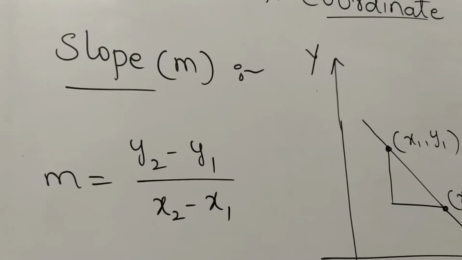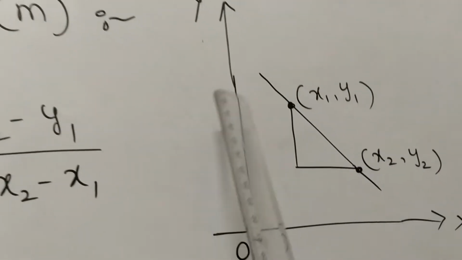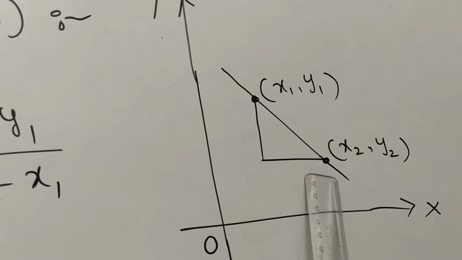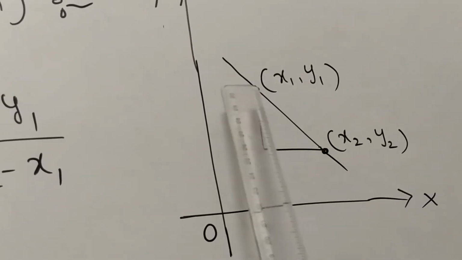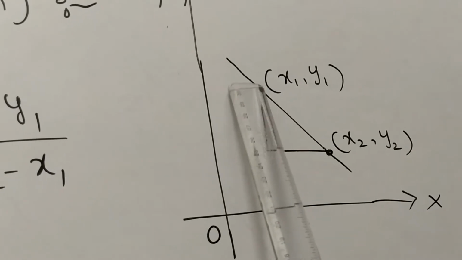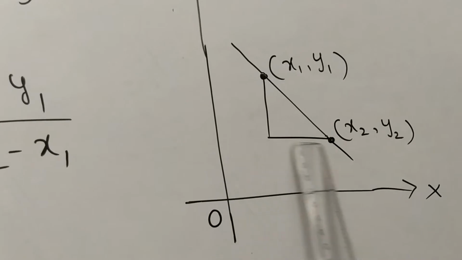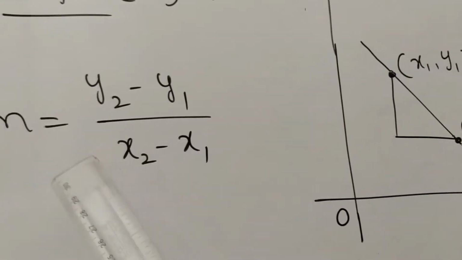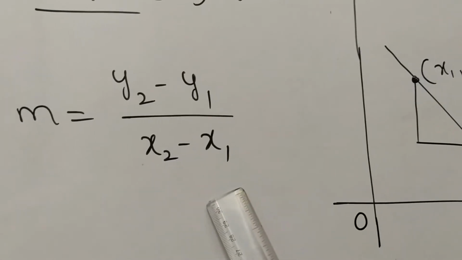This is our next topic, students: slope. What does slope mean? Here we are taking one inclined line, like a sloping line. On that line we are taking 2 points, x1 y1 and x2 y2, which are forming a triangle, and the formula of slope is given as y2 minus y1 by x2 minus x1.